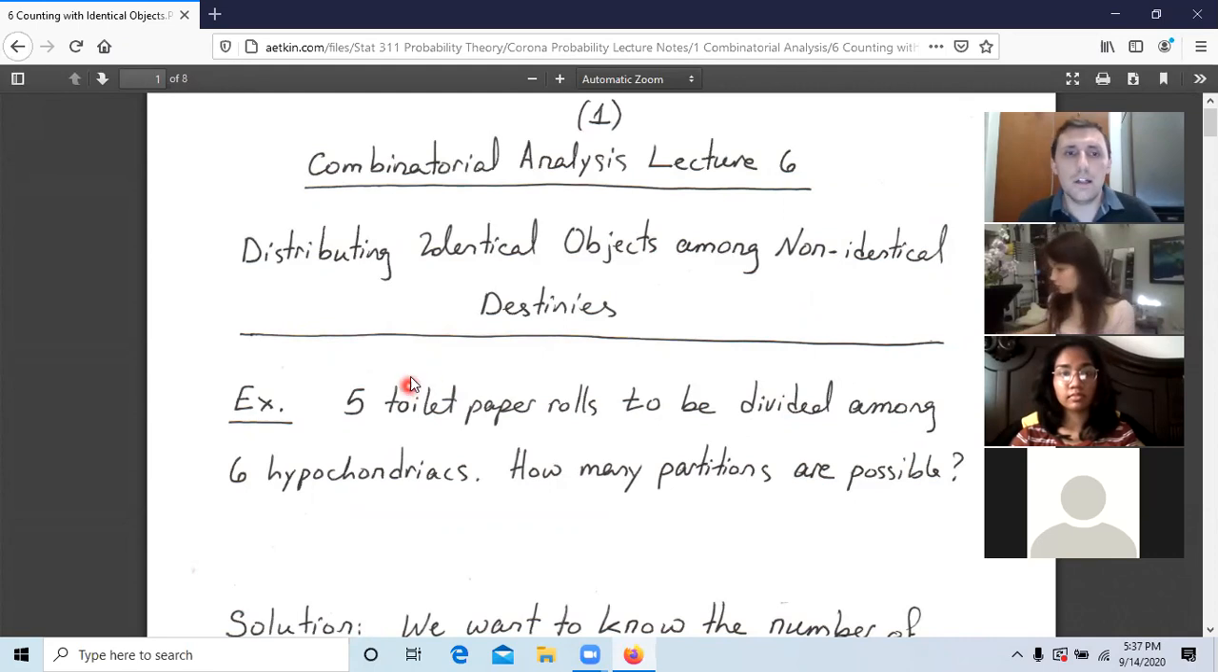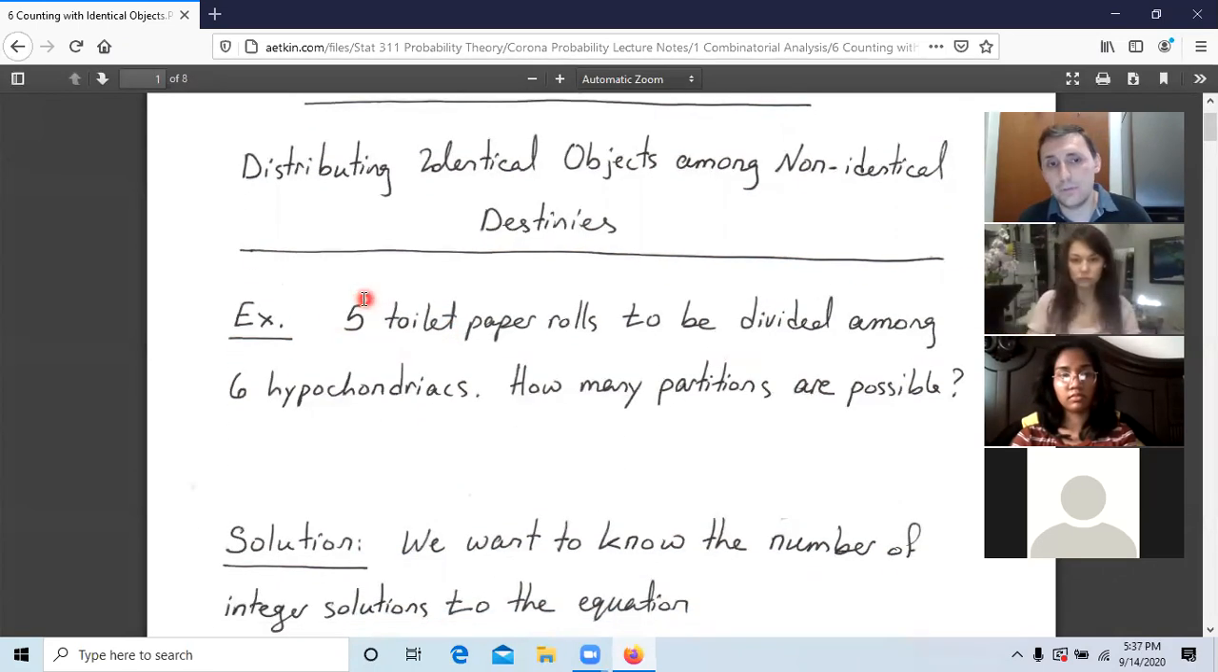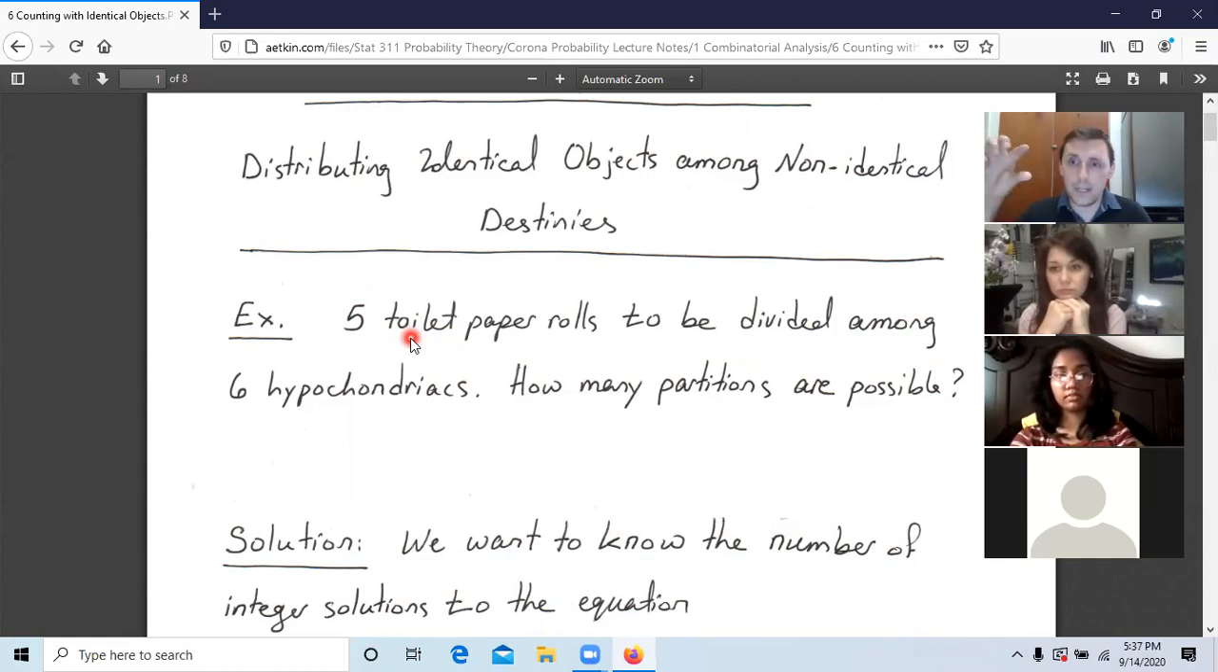So the last lecture was counting how many ways there are to distribute some number of objects that look to us identical among non-identical destinies. In the first example I gave, there were five toilet paper rolls. Obviously each toilet paper roll looks like any other toilet paper roll, and they are to be divided among six hypochondriacs. So each hypochondriac is a unique individual. So that's five identical objects to be divided among six non-identical destinies. That's how I think of it.